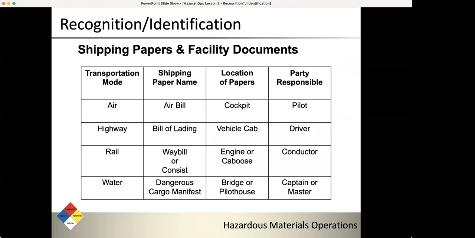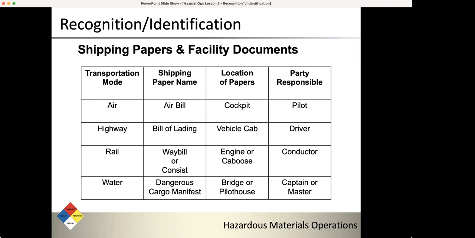Where else can we get information? Shipping papers and facility documents. This little chart here tells you shipping paper locations, who you can get them from, and what they're called. Each type of transportation has a different name for them. They keep them in different places, and different people on those transportations have possession of them. So if the mode of transportation is air, it's called an air bill. You're going to find it in the cockpit with the pilot.